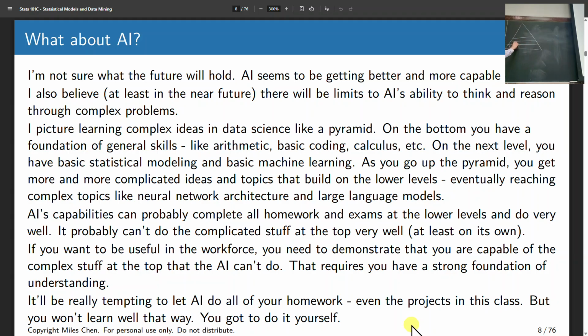So you have your basic math, and then you get to calculus and more complex stuff, and then here we're doing basic machine learning stuff, right? And then at the top, you have these very complex things. Whatever, it's neural networks and large language models and all of this stuff, right? But everything kind of builds off of previous stuff.